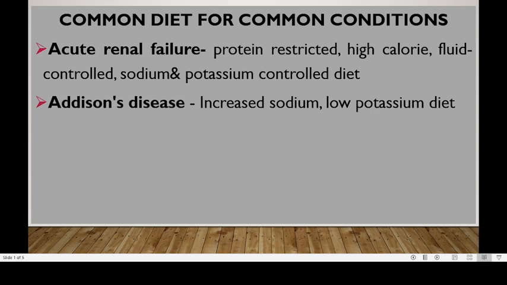The next condition is Addison disease. Okay, this patient should be put on an increased sodium and low potassium diet. Remember, here we are having adrenal hypofunction. Okay, and such patients normally crave salty foods. So you need to give them eggs, cheese, salted nuts, seeds, and poultry. Okay, you need to ensure that you're giving them more calcium and more vitamin D.